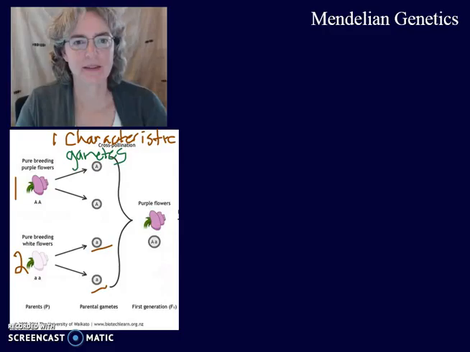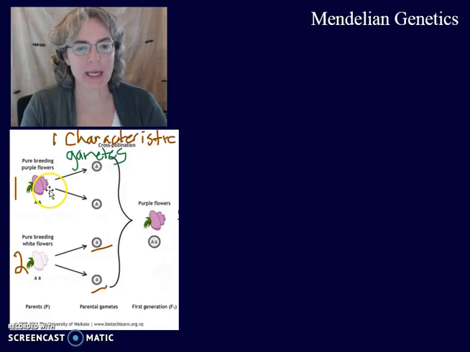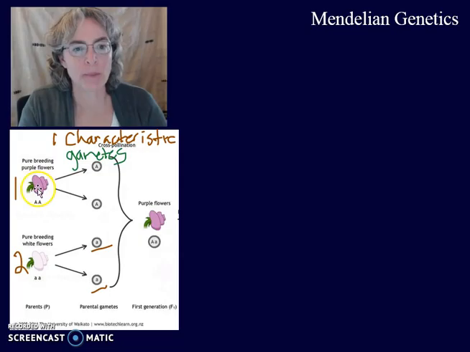We are looking at what type of gametes are made from each of these garden pea plants. So this plant right here is a true breeding garden pea for purple flowers. Its phenotype is purple flower.